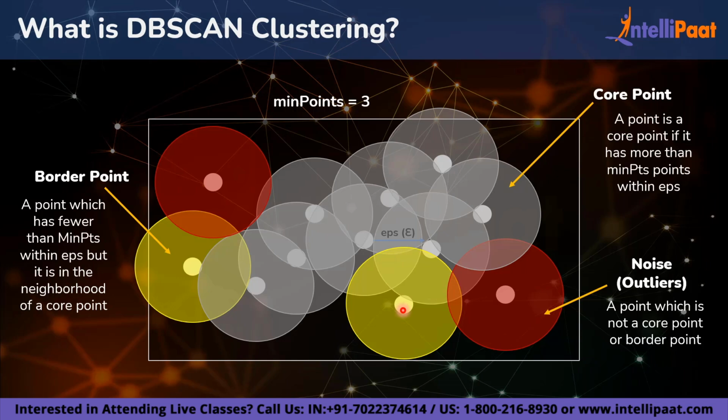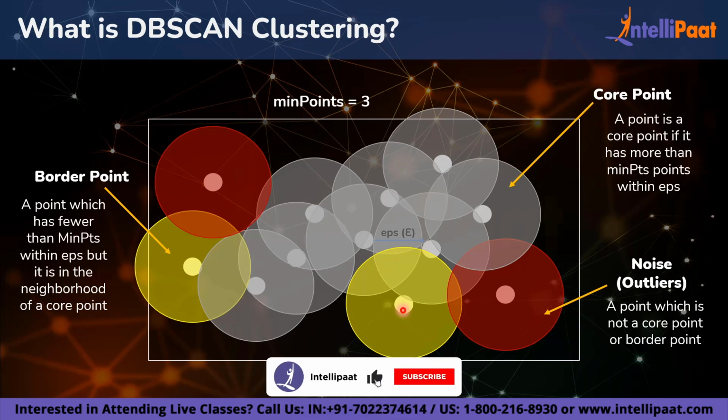And last, noise or outliers are the points that don't have any other data points inside their epsilon radius. Or we can also say that they are the points which are neither a core point nor a border point, and those are said to be noise.